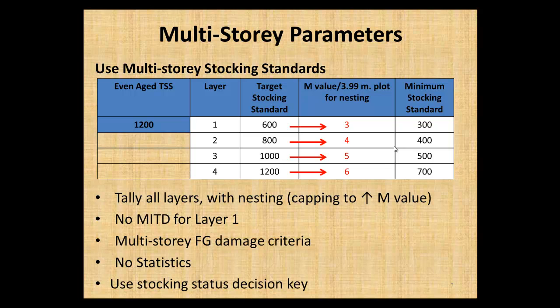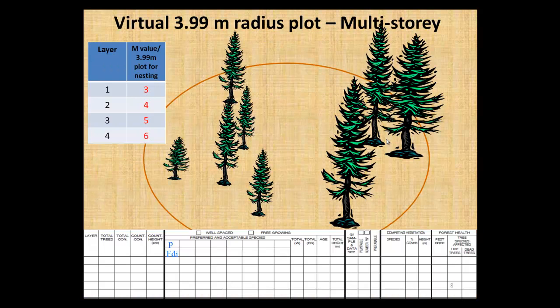Tragic in the context that it's been misused because of that magic aspect of the stocking status decision key. And so it really has elevated the awareness of the limitations to the multi-story parameter and where it's most suited and where it is not. So we're going to the virtual plot right off the bat. Here we go. We'll just dive right in here. As you'll notice, this is the 3.99 meter radius plot.